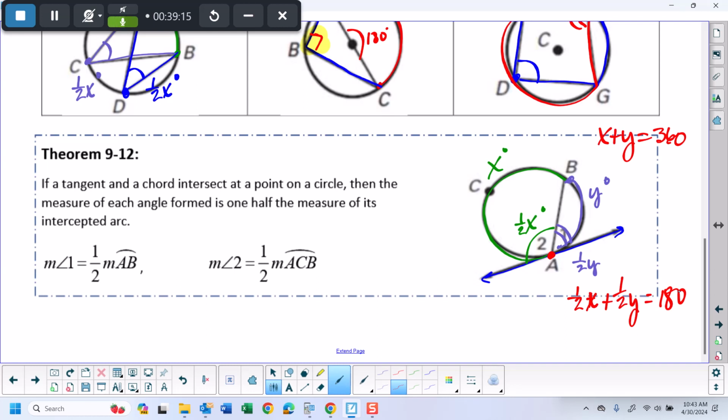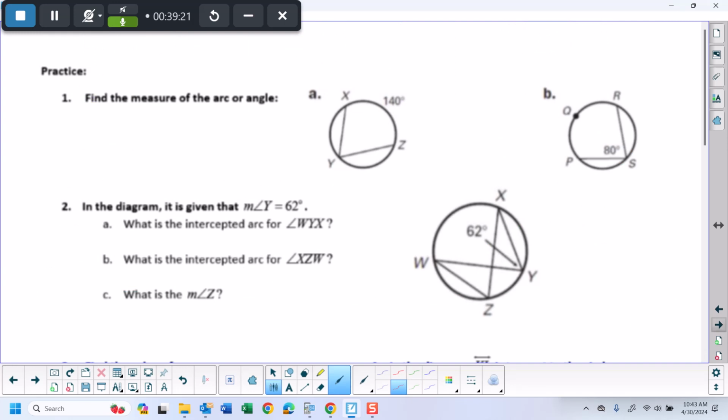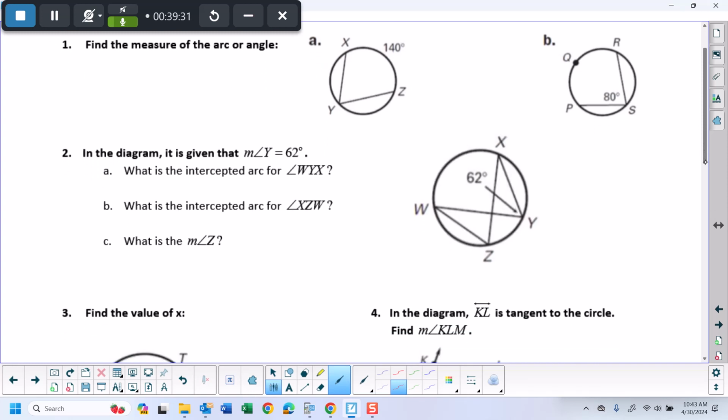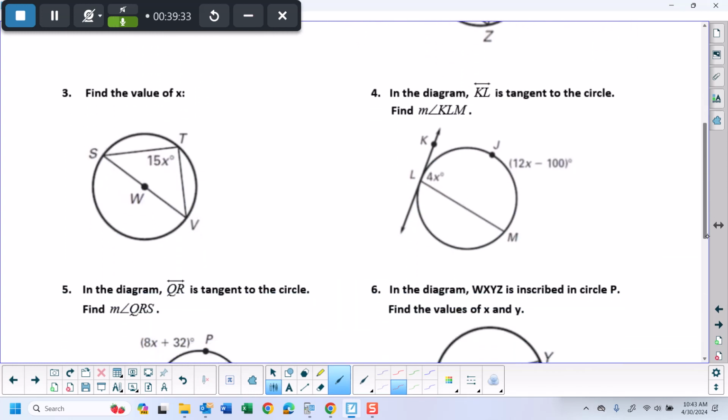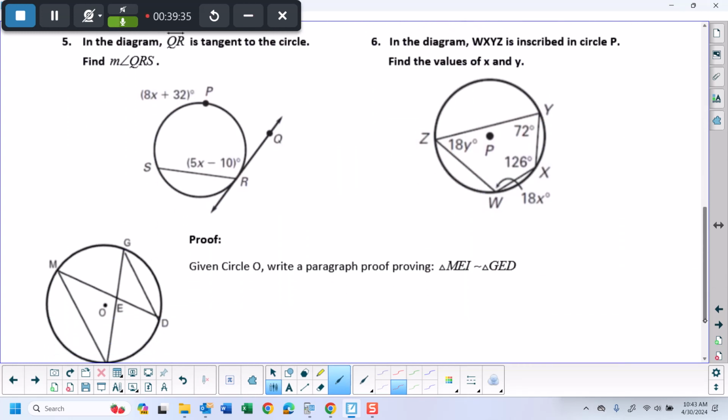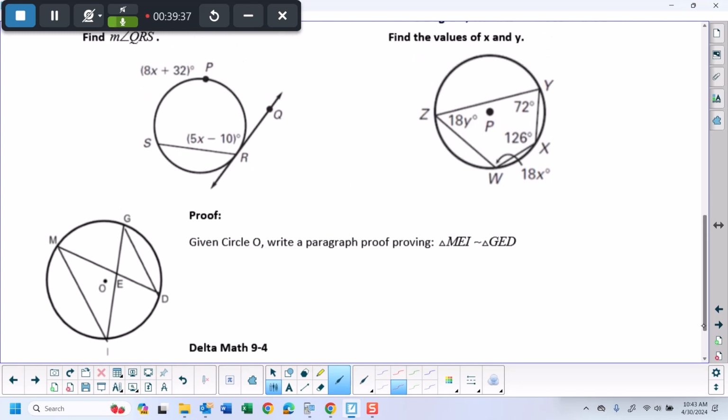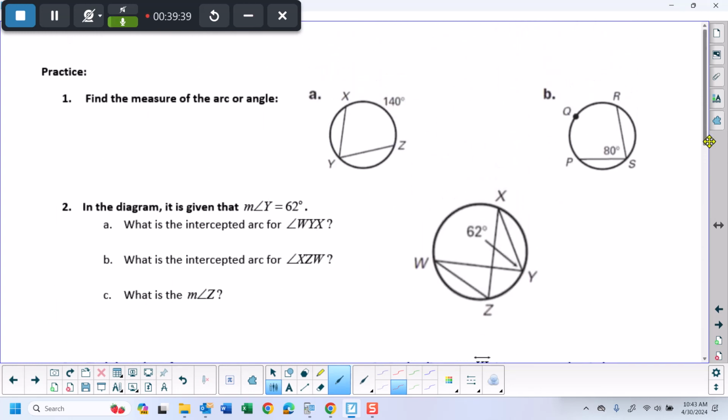Lots of circle fun facts, and if you take them bit by bit, they can make sense. So here's what I want. Here's some practice for you. With your group mates, go ahead, find the measure of each arc, work your way through 1 and 2, see how far down you get, and we'll check in a minute. Off you go. Get busy. Work.